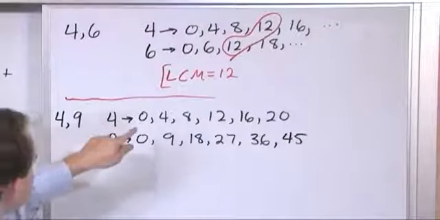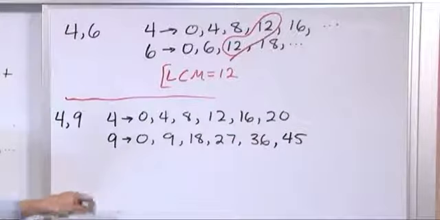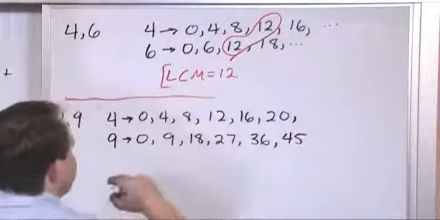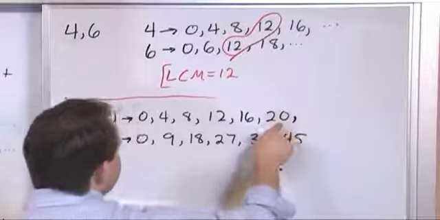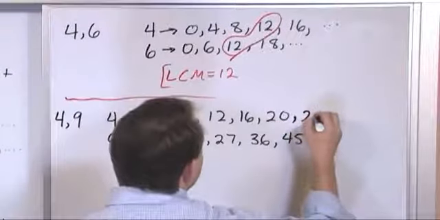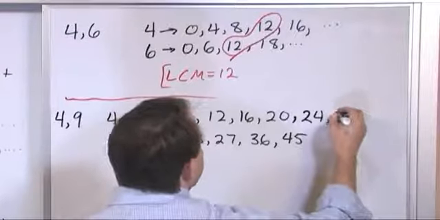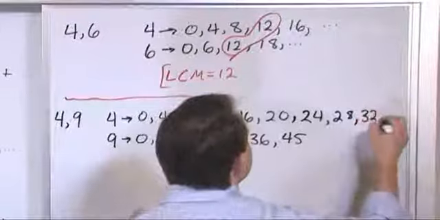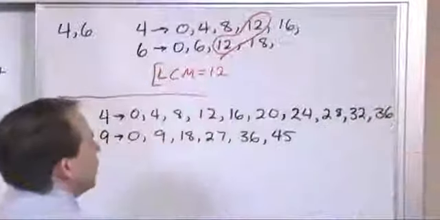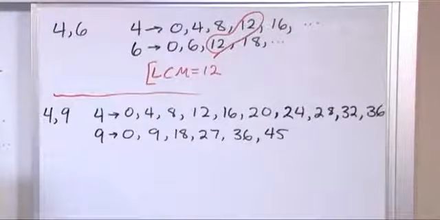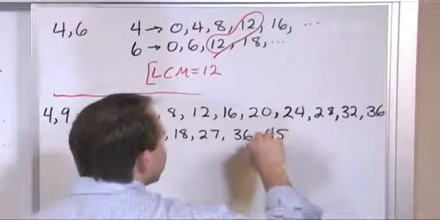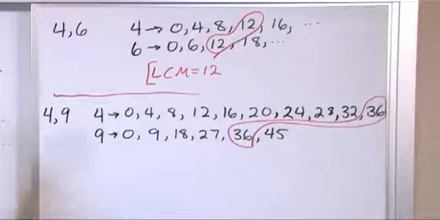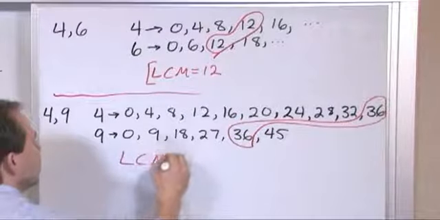What is common? Well, none of these are common to anything here, so you might kind of give up, but then if you keep going after 20, so this is 4 times 5 is 20, 4 times 6 is 24, then you have 28, then you have 32, and you have 36, and you can keep on going. Now you start to see some overlap between the lists. The smallest number common to both of these lists is 36. So the least common multiple is 36.